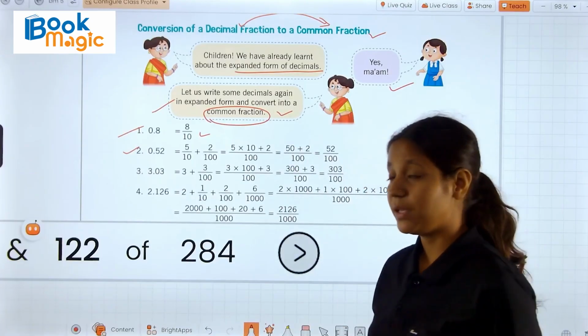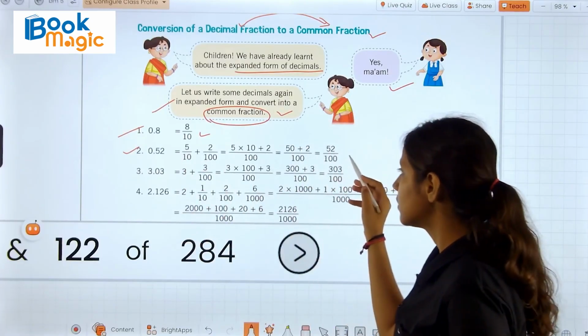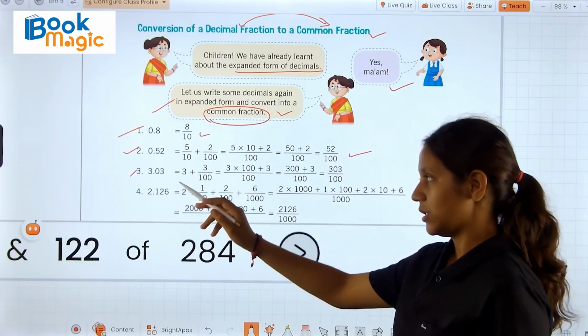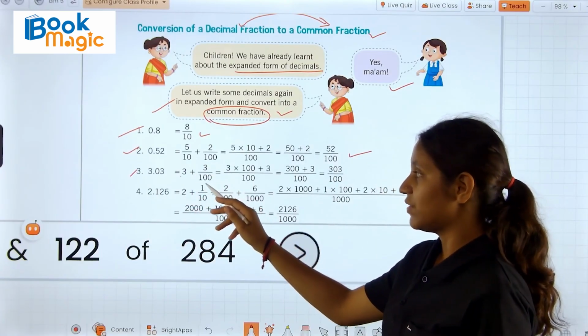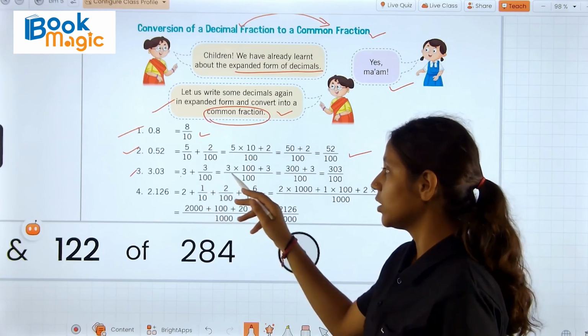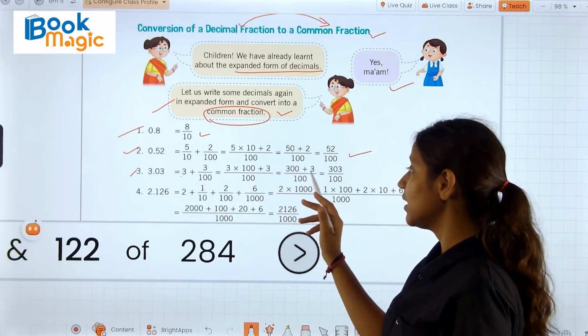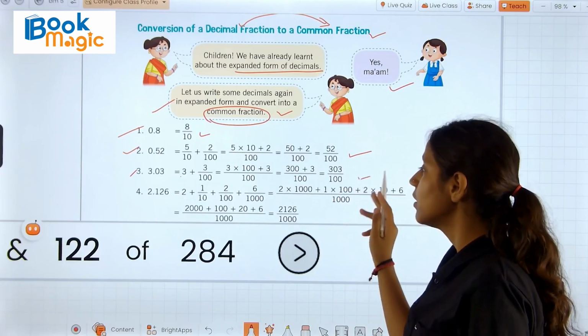0.52, that means 52 by 100. 3.03, that means 3 plus 3 by 100. That means if we take LCM, it will be 100, and 3 into 100 plus 3. So it will be 300 plus 3, that is 303 by 100.